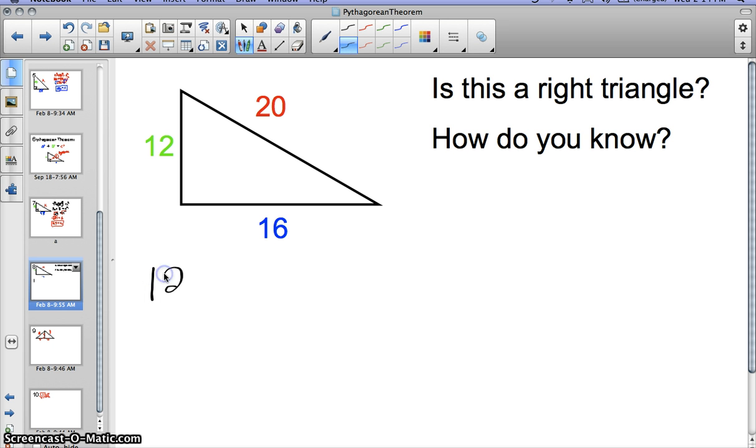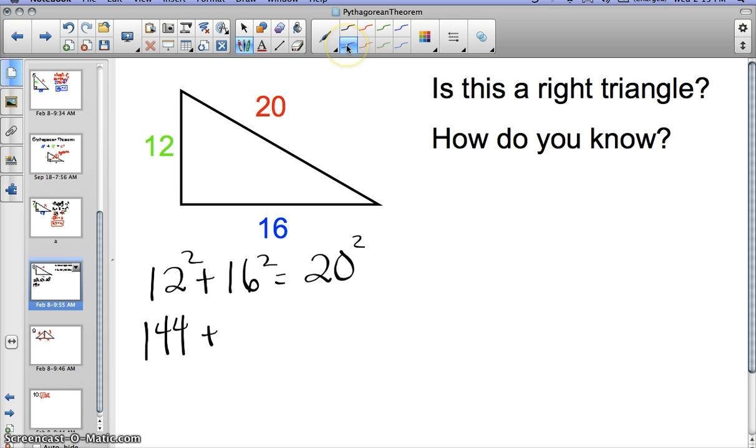So, we've got 12 squared plus 16 squared equals 20 squared. If we simplify this and it comes out to be a true statement, then we know, indeed, it is a fact. So 12 squared is 144. 16 squared. And again, if you don't know, go ahead and use a calculator. 256. 20 squared is 400.